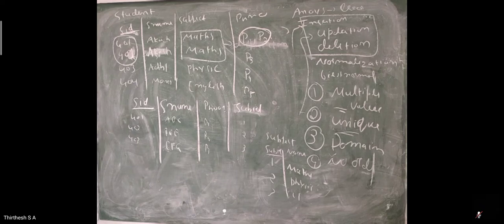How? In the previous table, you found the S name repeated twice, the subject repeated twice, and multiple phone numbers repeated. So we divided that same table into two parts: one as student, and the second one as subject. SID is the primary key in the student table and subject ID is the primary key in the subject table. I used my subject ID as a foreign key in the student table and completed my work. This is how we satisfy the first normal form.